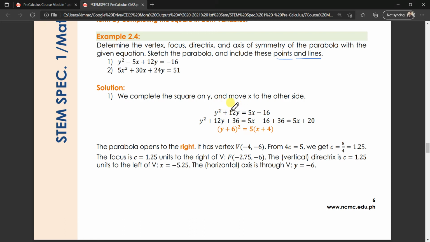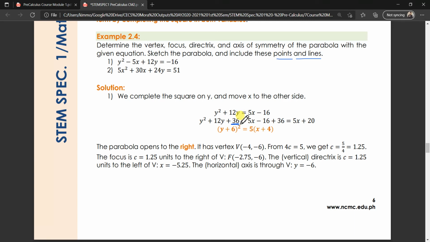Second rule is to divide the coefficient of our y, so 12 divided by 2, that is equal to 6. After dividing it by 2, we are going to square it. So 6 squared is equal to 36. This is what we add to the equation. So copy the first and the second term, y squared plus 12y plus, and this is what we add so that we can complete the square on the left side of our equation. So 36 comes from 12 divided by 2, that is 6, and 6 squared is 36.